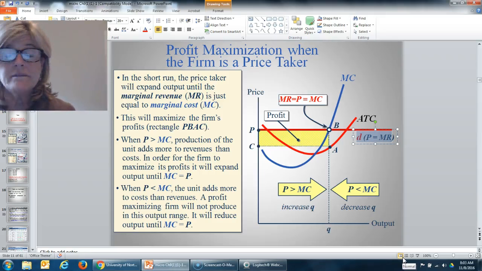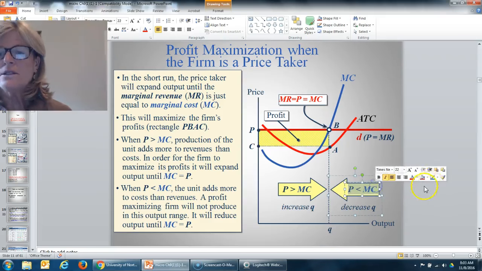All right, where's Q star? Where does marginal revenue equal marginal cost? Ah, look, it's at B. Do you guys see that? There's your Q star. I would like to put a star on here because it should be a star. So that is going to be your maximum profit. They're going to choose output at Q star. Notice, if marginal revenue is less than marginal cost, you reduce output. If marginal revenue is greater than marginal cost, you increase output until you're at Q star. Does everybody see that? All right.